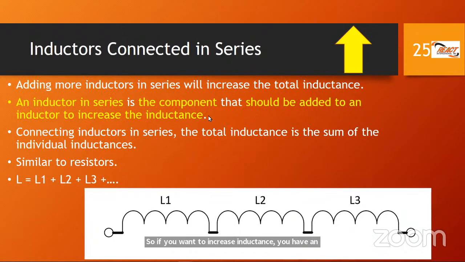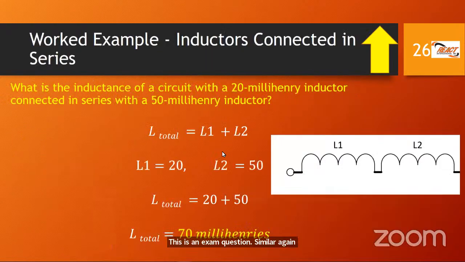This is an exam question. Similar again to the case for resistors. So let's do a worked example to illustrate where we have 2 inductors in series. What do we get as a total inductance? So let's deal with the question, and this is an actual question in the exam. What is the inductance of a circuit with a 20 millihenry inductor connected in series with a 50 millihenry inductor?